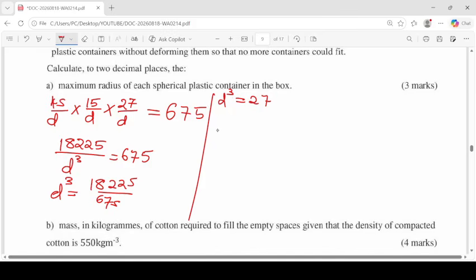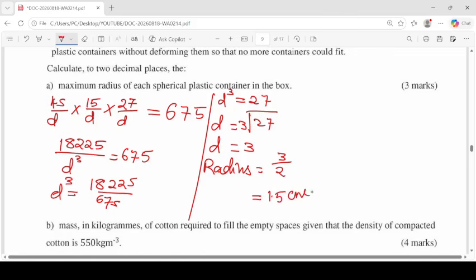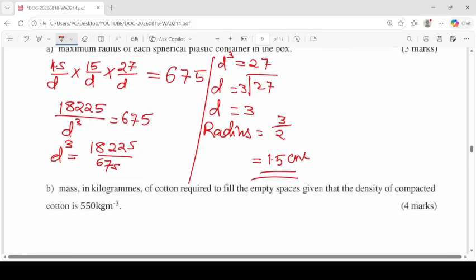Now to get the diameter of the one sphere, you take the cube root of 27, and the cube root of 27 evaluates to 3. So the diameter is 3, but now they want the maximum radius of each spherical container. To compute the radius, we divide the diameter 3 by 2. So this gives you a radius of 1.5 centimeters.